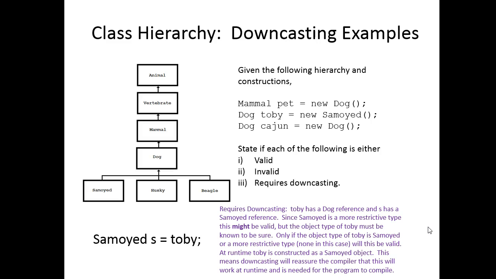At runtime, Toby is constructed as a Sumoid object. This means downcasting will reassure the compiler that this will work at runtime and is needed for the program to compile. And that is how we would downcast.